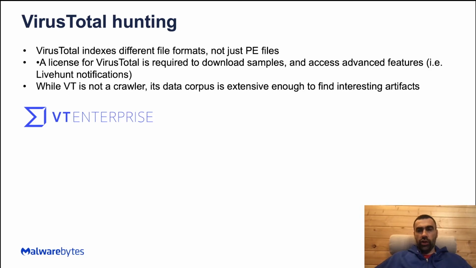So that brings us to VirusTotal hunting. Just a reminder that VirusTotal indexes different file formats, not just PE files. Obviously, PE files are what people are most used to and will upload to VirusTotal, but we see just about any kind of file format. Now, if you need to do more advanced work with VirusTotal, you're going to need a license. So it's important to remember for the remainder of the talk that to access some of those advanced features, for example live hunting, notifications, and all of that, you're going to need a premium license.